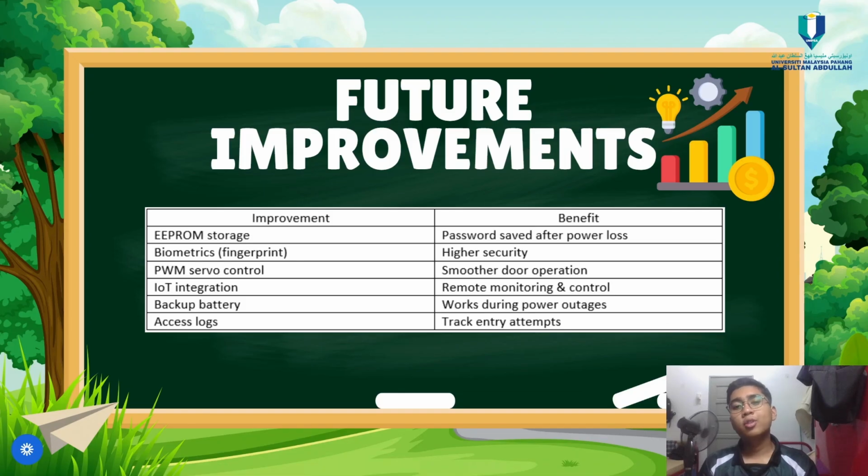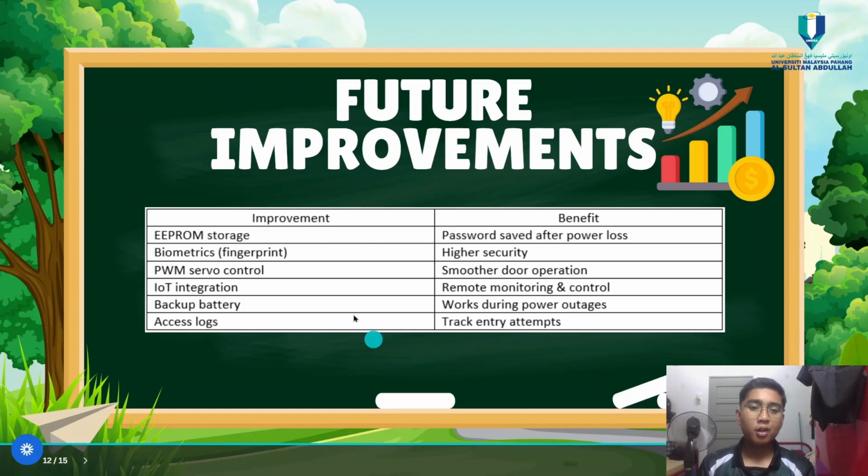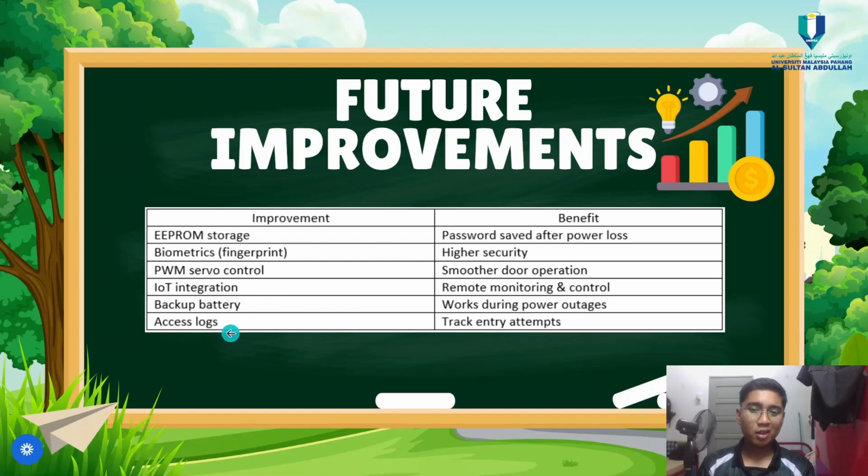This is our future improvement for our project. For our future improvements, we suggest several enhancements. First, store the password in EEPROM so it doesn't reset after power loss. Second, add biometric authentication like fingerprint for higher security. Third, use PWM for smoother servo motor control. Fourth, integrate IoT for remote monitoring and control via smartphone. Fifth, add a backup battery for power outage. And sixth, include access logs to track entry attempts. These upgrades will make the system more secure, reliable, and user-friendly.